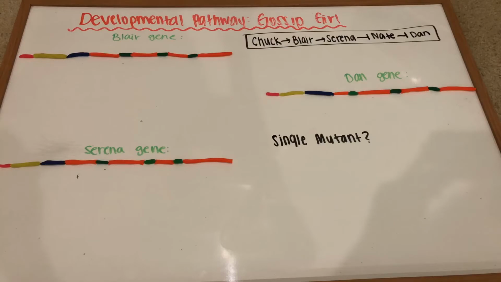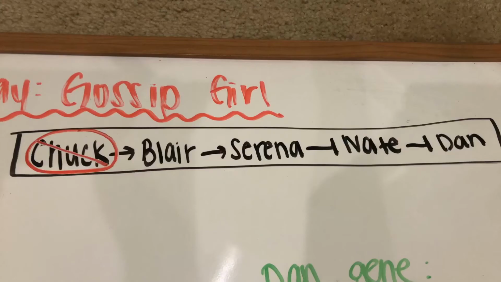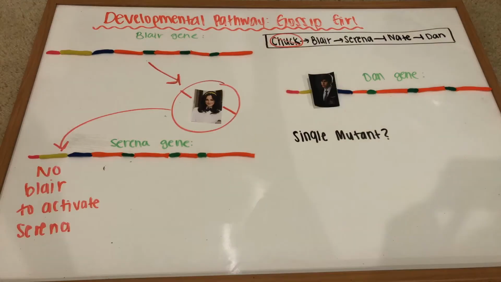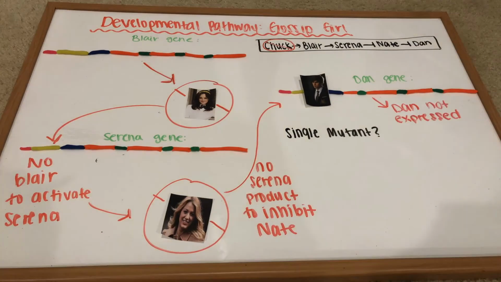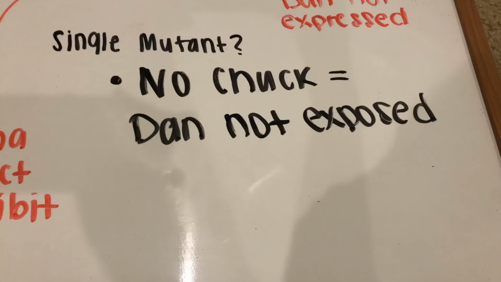However, what happens when there is a single mutant in the developmental pathway? For example, let's take the case where Chuck is removed. If Chuck is removed from the pathway, Blair would not be transcribed, and therefore Serena will not be as well, leading to Serena not being able to inhibit Nate and resulting in Dan not exposing himself.